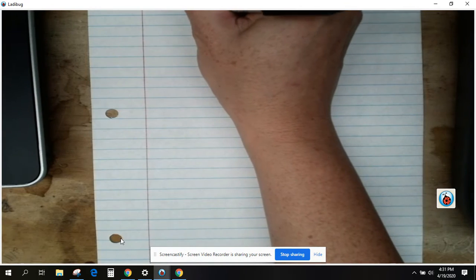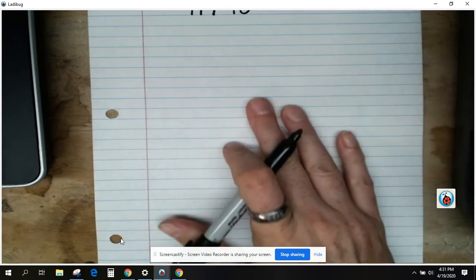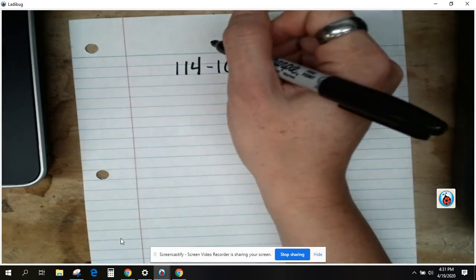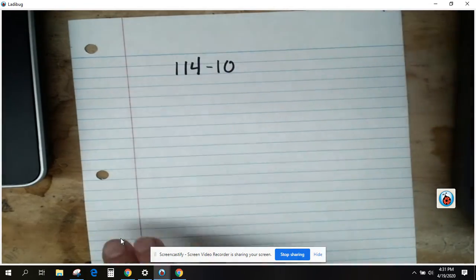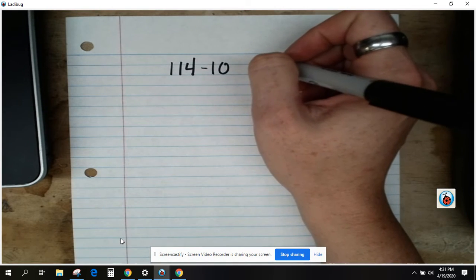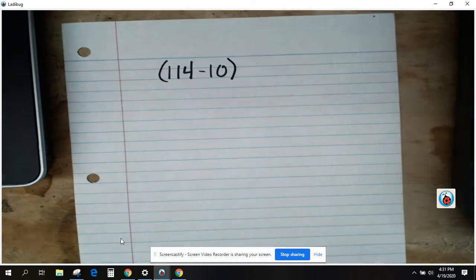So we know he has 114 baseball cards. He kept 10 for himself, so he took 10 out of it. Then the rest were divided evenly with his 8 friends. So parentheses have got to come into play here. We've got to put our parentheses, because this needs to be done first.